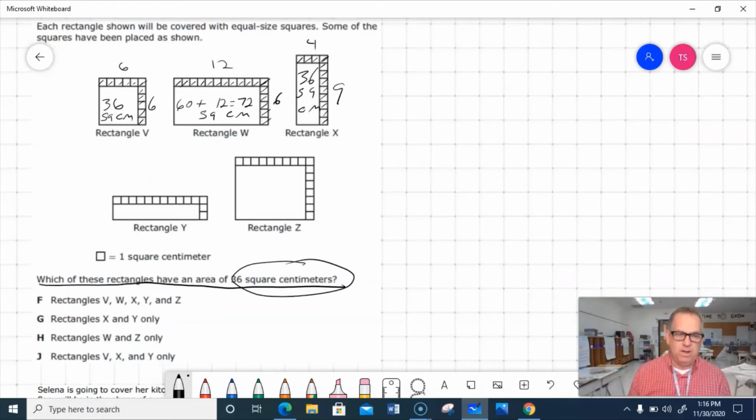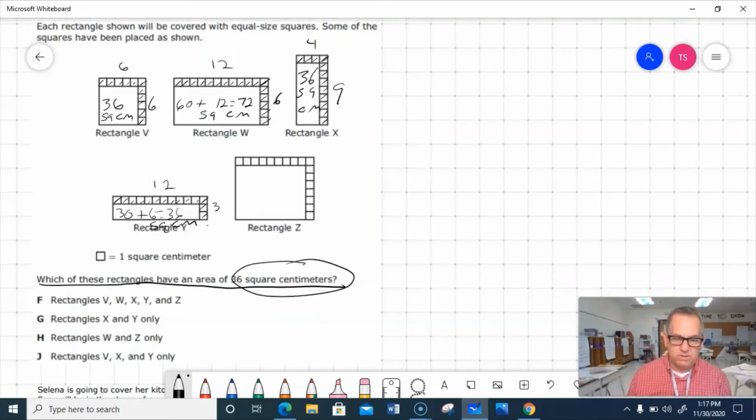What is the area of rectangle Y? Okay, let's check it out. So it's 1, 2, 3, 4, 5, 6, 7, 8, 9, 10, 11, 12 by 1, 2, 3. So 12 times 3, I know 10 times 3 is 30, and I know 2 times 3 is 6, so that means it would be 36 square centimeters.